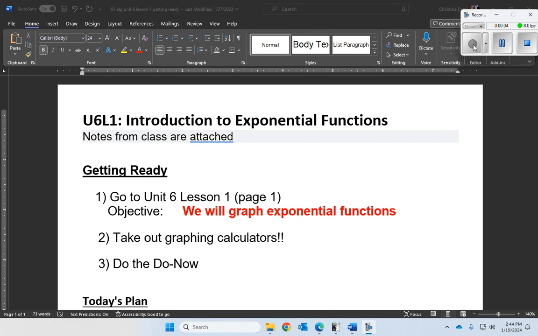So we are starting our new unit on exponential functions. We're on lesson 1. So if you could just turn to the first page and write down the objective. Today we will graph exponential functions. Since we're graphing, you do need those graphing calculators out. So if you need to hit pause, please do so and get those calculators out. You may begin the do now, but of course in this video I will go over it with you.